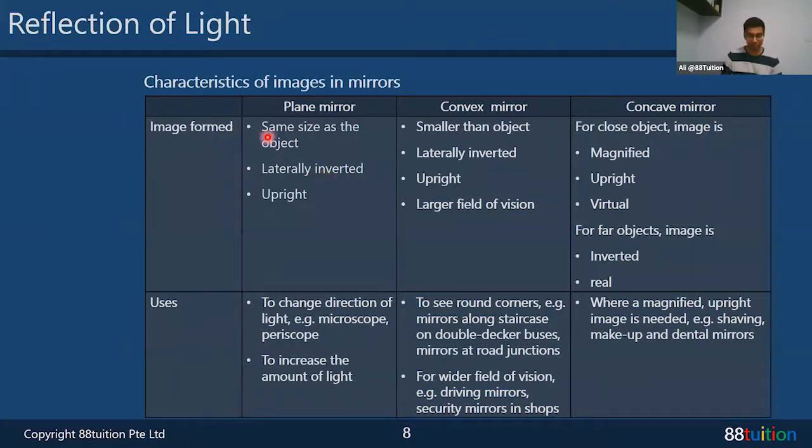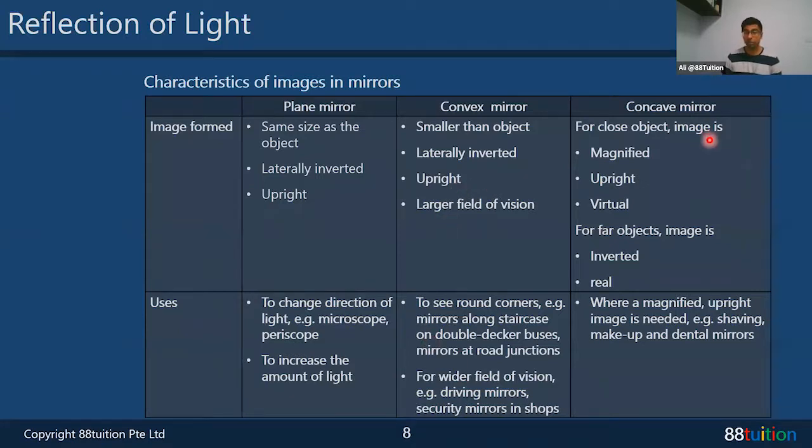Okay, so plane mirror is very easy, on the extreme left-hand side. We know it's same size, laterally inverted, upright. We have lived with mirrors all our lives, for 13 years, for 14 years, we've seen mirrors. But convex mirrors, not all of us have seen. So we need to study a little bit. Convex mirrors will cause the object to be smaller and the rest of the things are the same. Laterally inverted, upright, and all that.